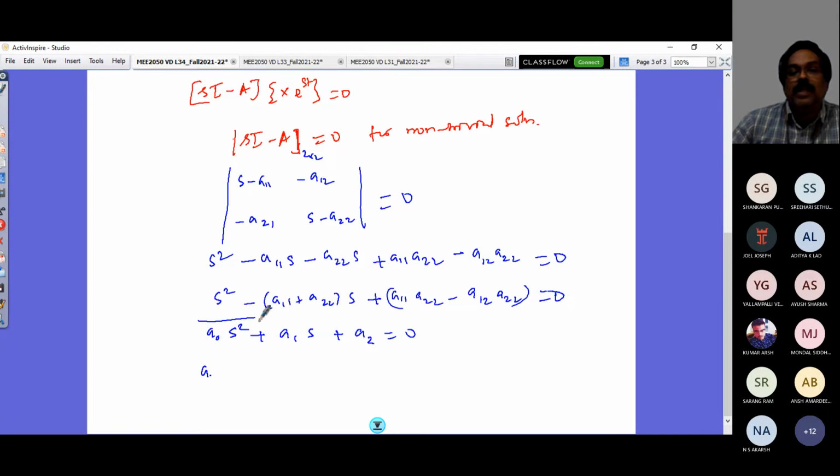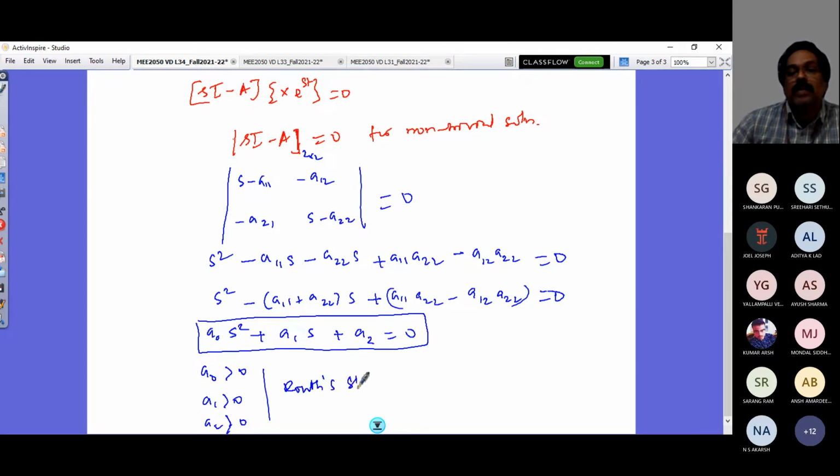So what is the condition, Routh stability criterion? In this, A naught should be greater than 0, A1 should be greater than 0, and A2 also should be greater than 0. So this is what is Routh stability. Step 1: you look at this and if these are positive, then you say it's absolute stable condition.